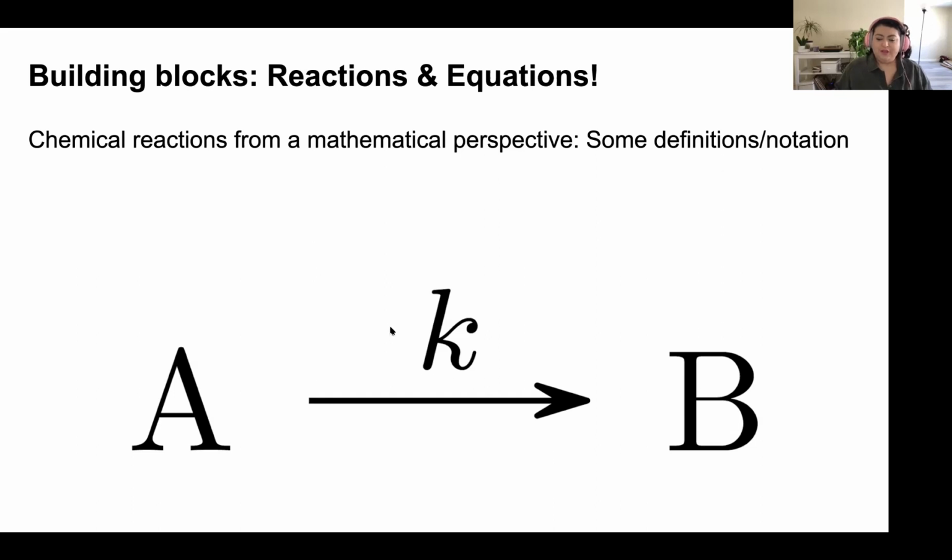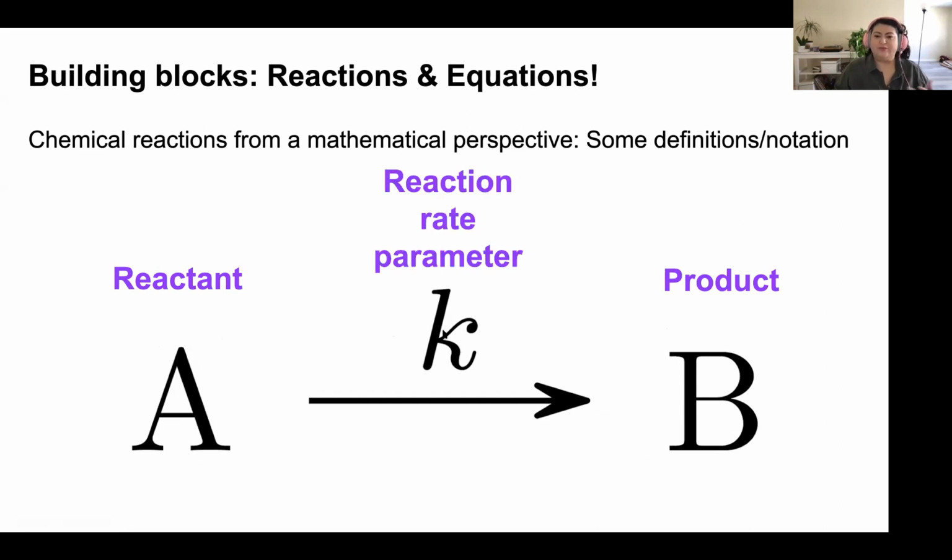On the left-hand side of the arrow, we have the reactant, and on the right-hand side of the arrow, we have the product. And the value that is written up here will always be called the reaction rate parameter. So reactant to product with the reaction rate parameter on the arrow.